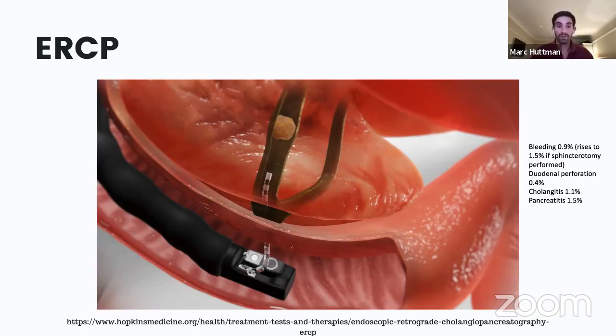Another thing you can have is duodenal perforation. You're instrumenting the duodenum, and it can unfortunately sometimes perforate, but it's very low incidence. Cholangitis, because you're instrumenting something foreign into the biliary tree, you can actually introduce infection, and also because you're putting dye up it, you can introduce inflammation into the pancreas, which is 1.5%, and is one of the causes of pancreatitis. After alcohol and gallstones, it's one of the most common.